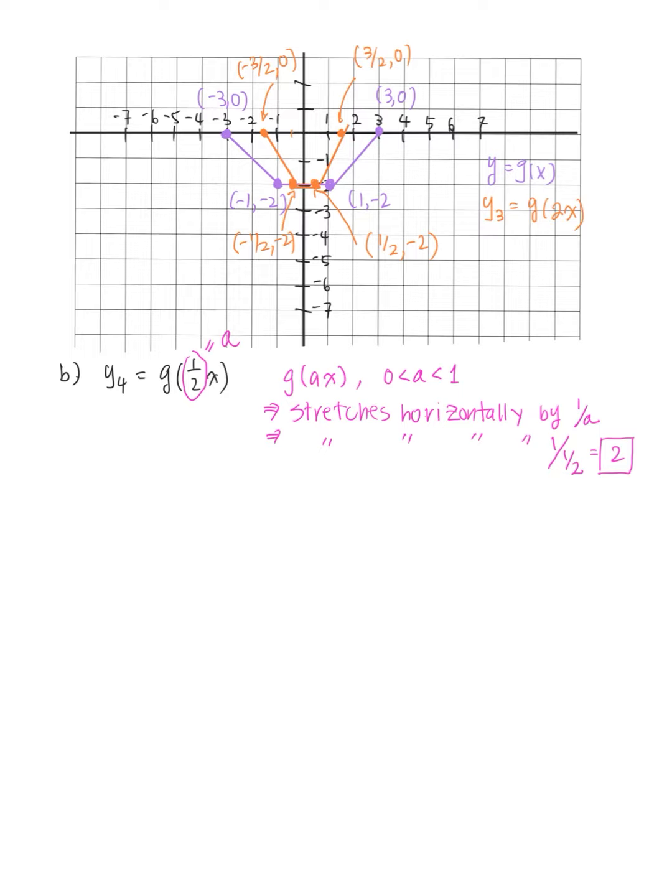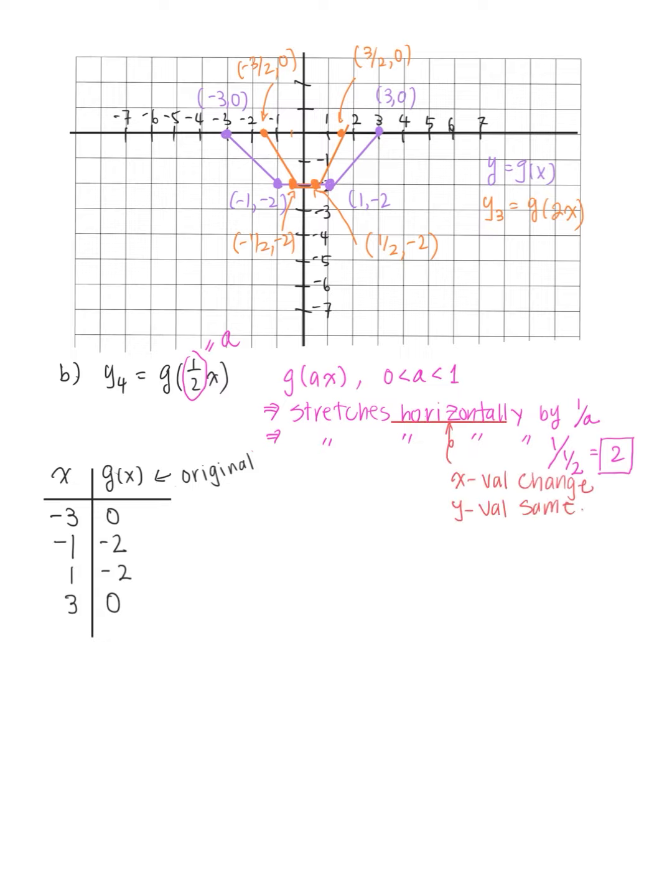But let's bring on the original chart. Here's the original one. Now, before we go to the next step, let's think about it. We're going to have a stretch horizontally. This is another horizontal shift, which means what then? X values are going to change, but the Y values must stay the same. Keep that in mind, and let's make a new chart. So here we're going to have X and then g of 1/2 x.